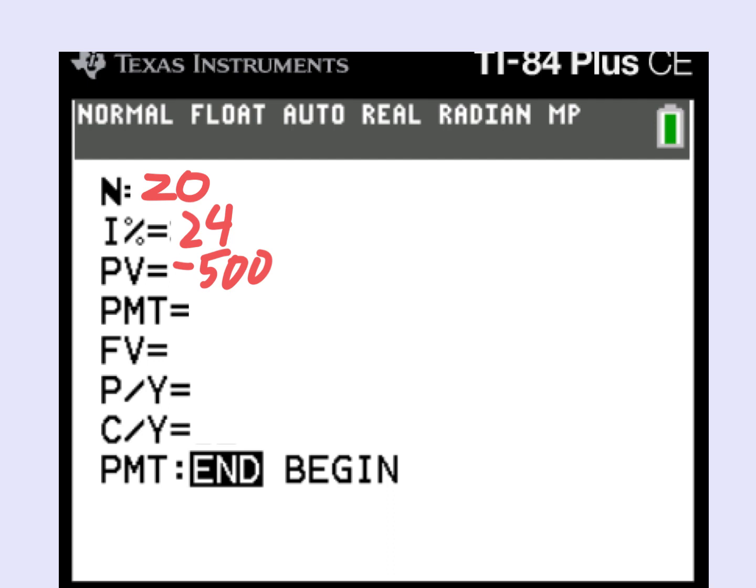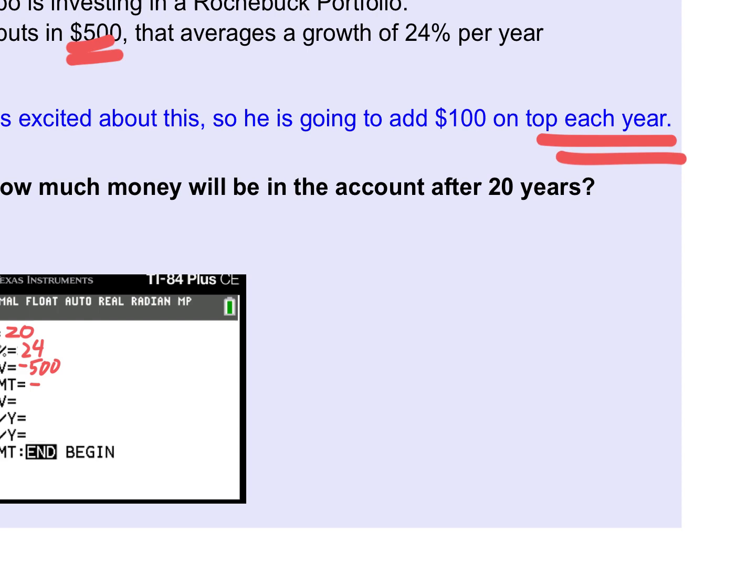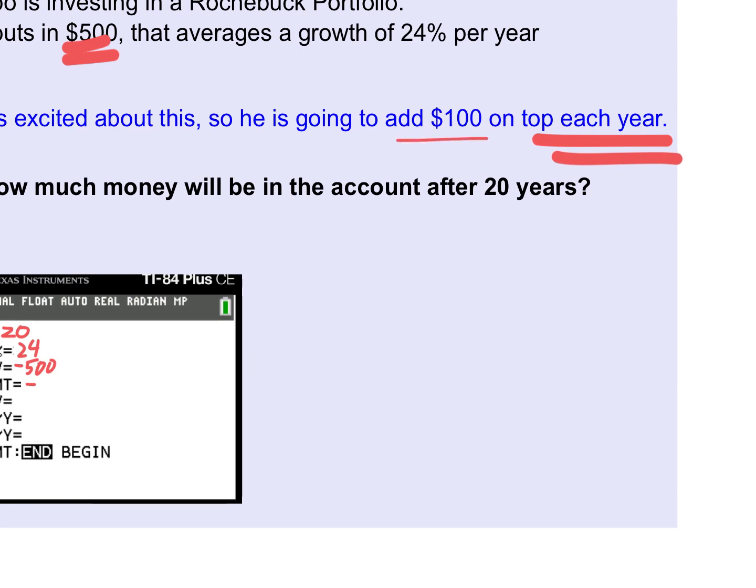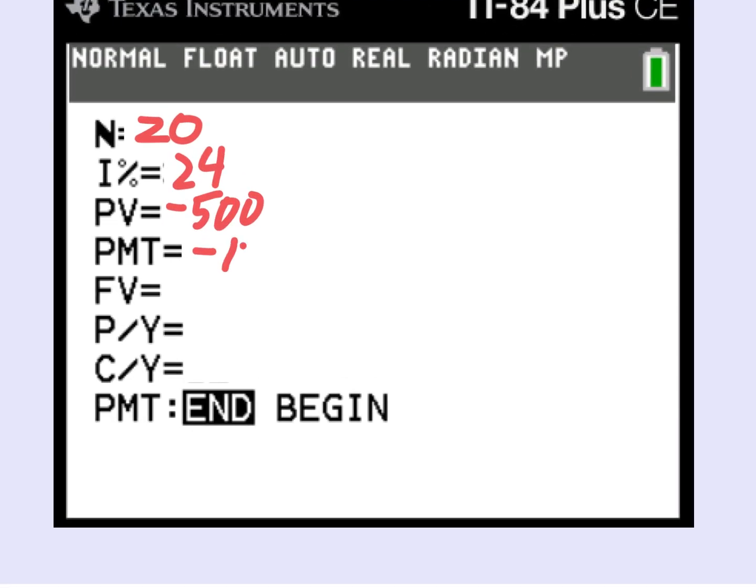I know that's confusing. I get it. I was even a little confused last hour myself. So negative 500 because he's taking 500 out of his checking and putting it in this investment. Then every month, no wait, this isn't monthly, this one's yearly. Every year he's going to add $100 each year. So negative 100.